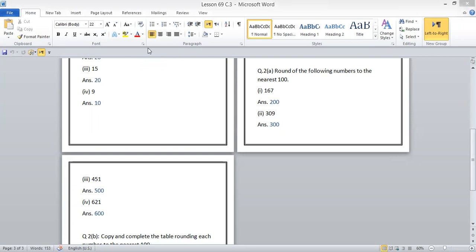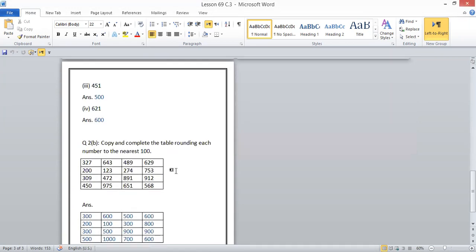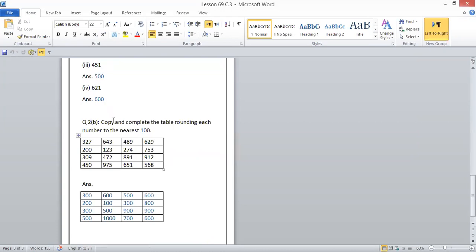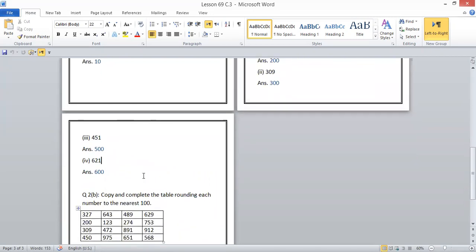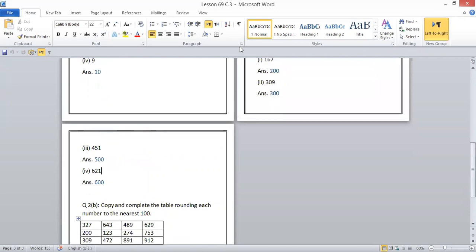Six 21 is 600. Question number 2 is clear to you guys? Yes, sir, but I'm writing the questions and answers by myself. Good. Guys, you have to write question number 2B as well. This is question number 2B, where you have to draw a table and write the answers. If you could not finish it in the class, I will upload it in Classera course material. You can copy it down from there, okay?